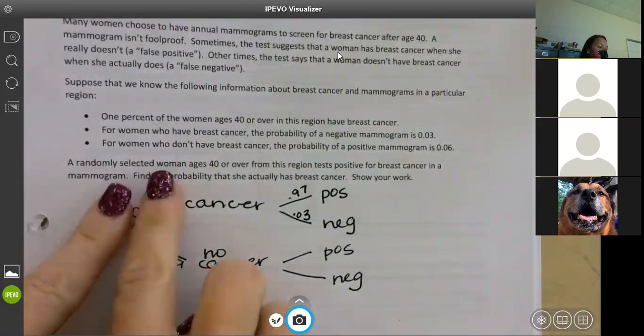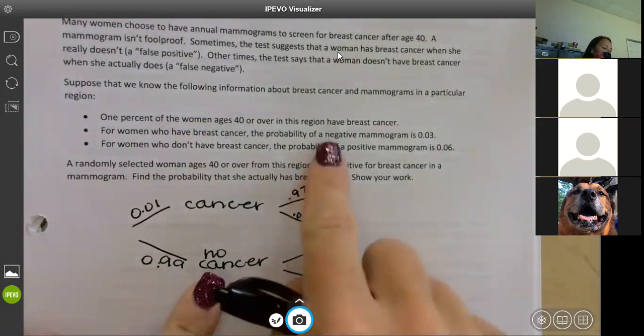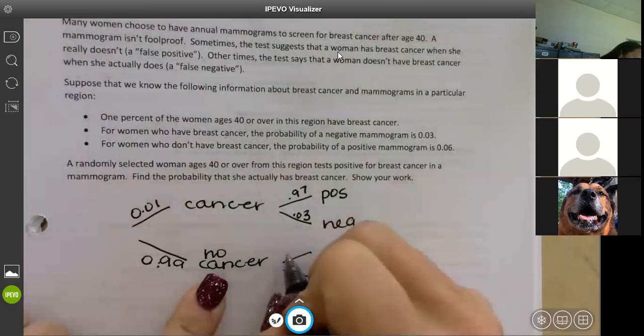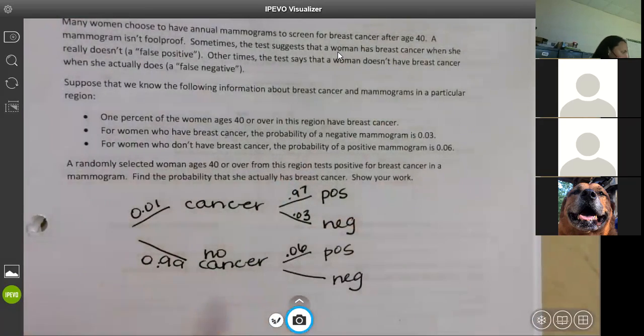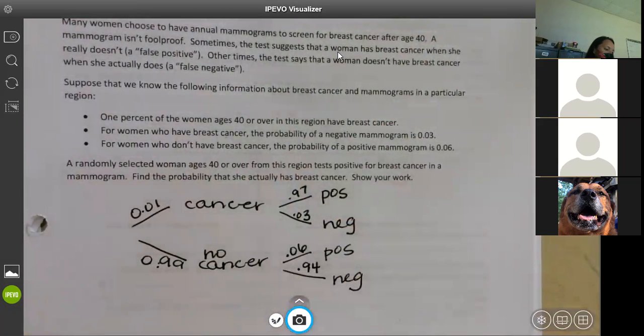For women who don't have breast cancer, that's this one, the probability of a positive mammogram, that's that false positive, y'all got that? Is 0.06. So what would the negative be? There you go. All right, so there's your tree diagram. Now let's answer the question.